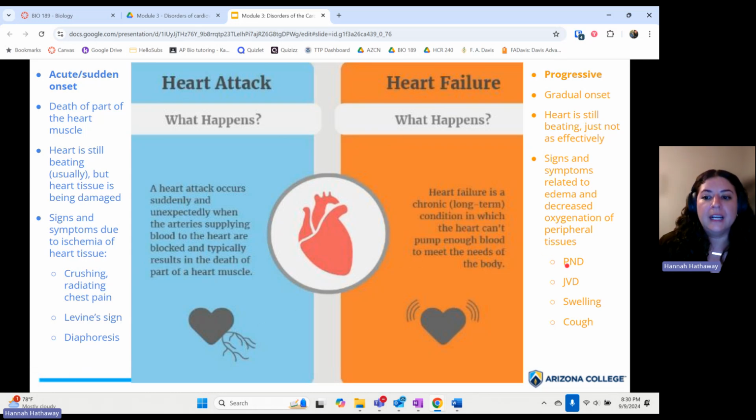Heart failure: PND, that was paroxysmal nocturnal dyspnea, so trouble breathing at night. JVD, jugular vein distension, edema in the jugular vein. Swelling, edema in general, and then cough, so edema in the lungs. Usually these are things like, oh, they've had a cough for a month, not a sudden onset cough. Well, I guess that's like a cold. Anyway, that's not heart failure.